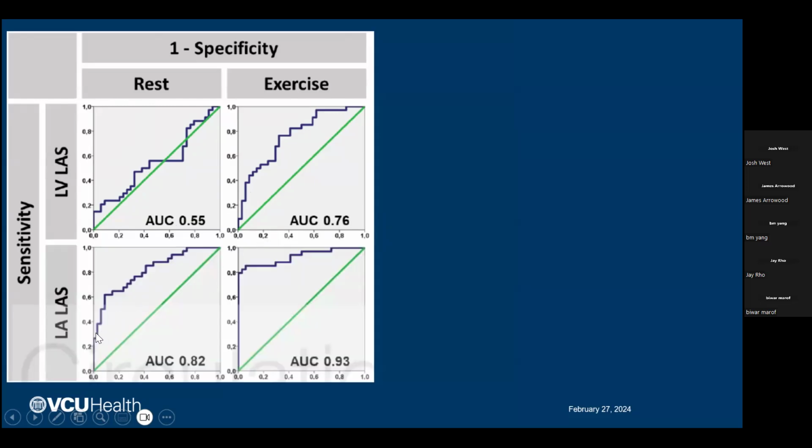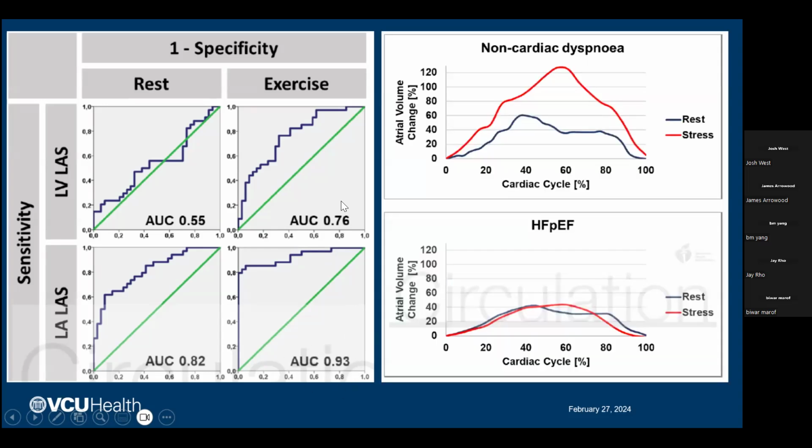But left atrial strain actually already at rest had a pretty decent discriminatory capacity, with an area under the curve of 0.82. And when you exercise these individuals, now suddenly the left atrial long axis strain had a very pronounced discriminatory effect with an area under the curve of 0.93. And so, in essence, they had 2 different profiles.